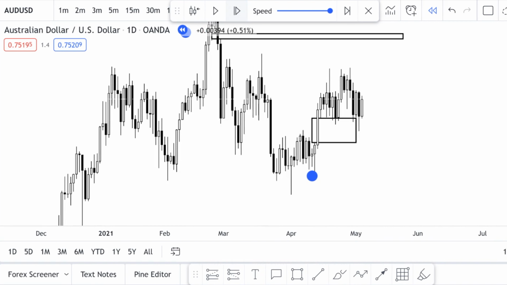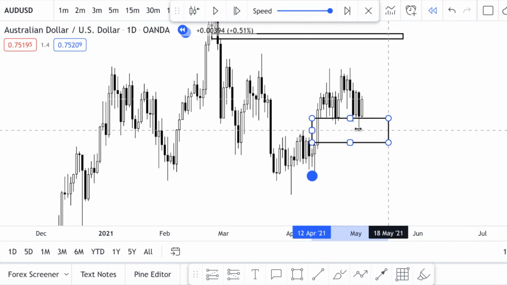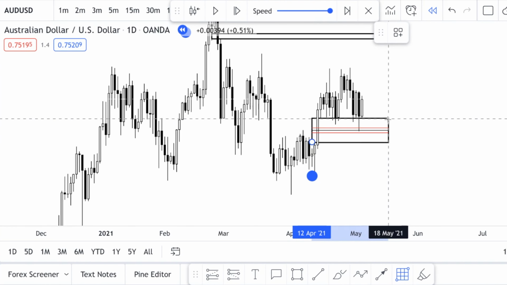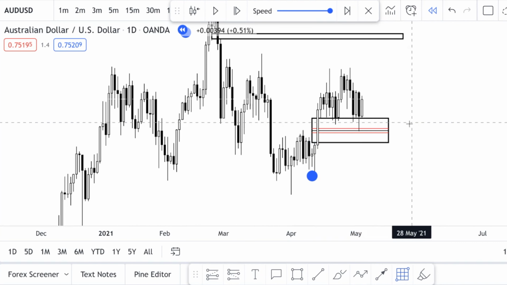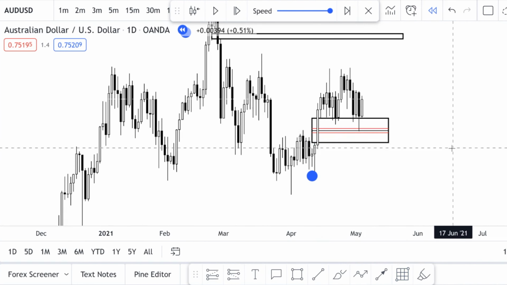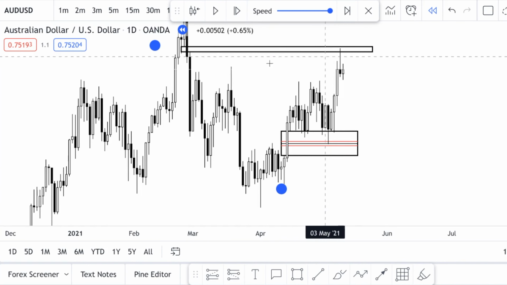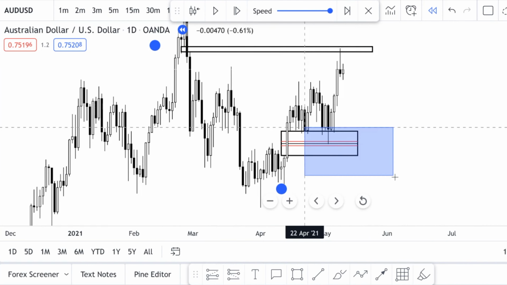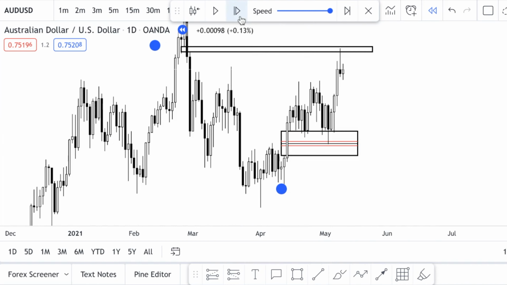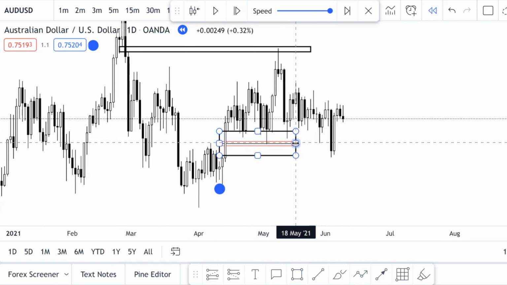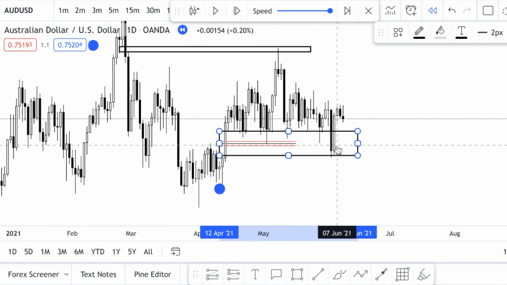Okay, then we come back to mitigate it again, and look at what happens this time. We mitigate the 50% of it exactly. We mitigate literally the 50% of it. Okay, so using the 50% of the imbalance is a very powerful tool. Okay, then we go on to break structure. We fill this imbalance, and now I think if I'm right, we come back to mitigate the whole of the imbalance, right? So from here, we can look to frame buys.